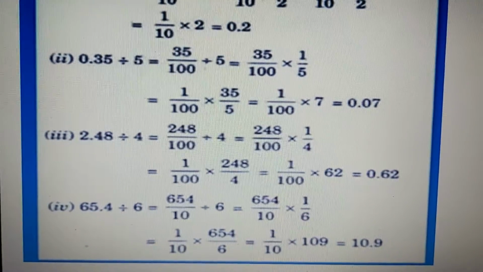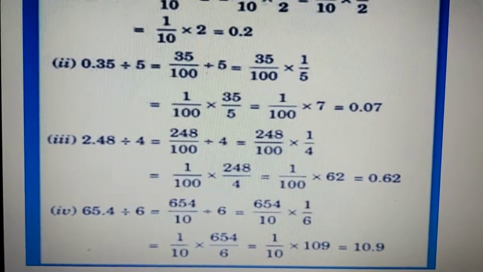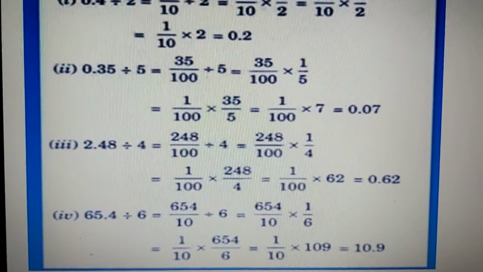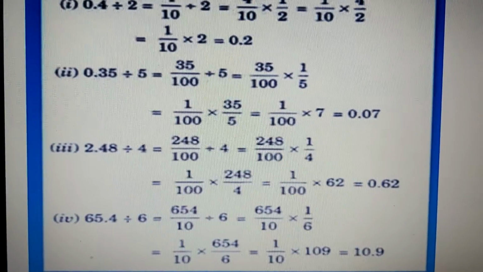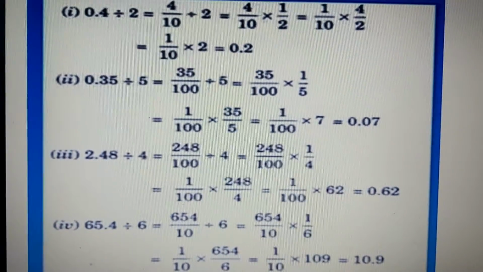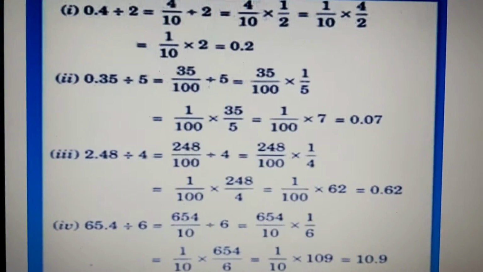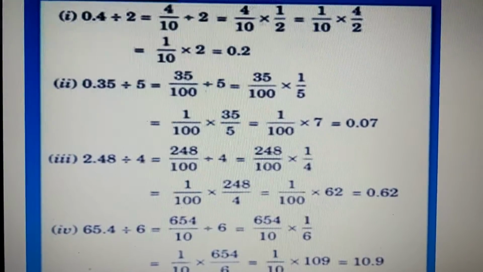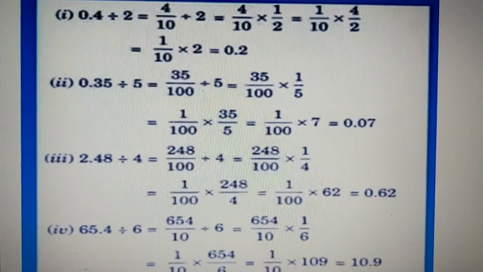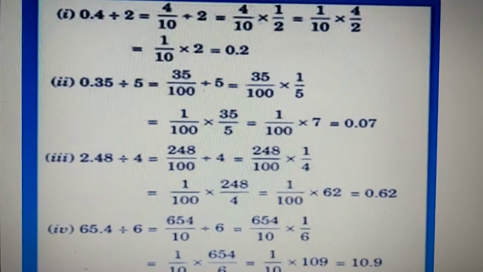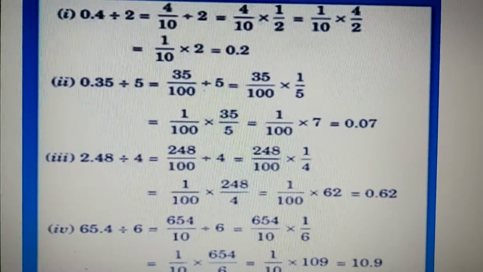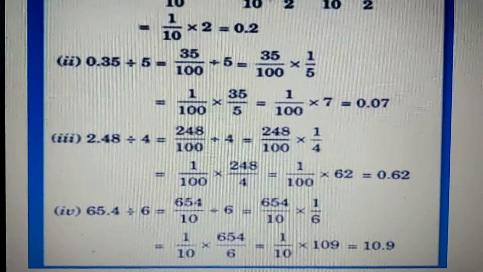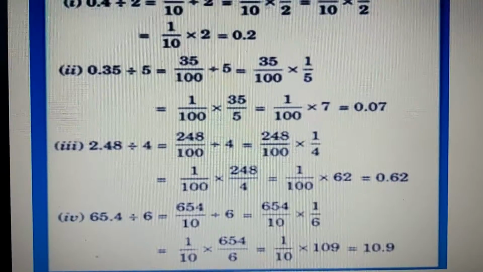Now next one is 2.48 divided by 4. So 2.48 we can write as 248 divided by 100, divided by 4. When we change the divide sign into multiplication, 4 we can write as the reciprocal, which will be 1 by 4. So we can cancel 248 by the 4. So we will have the answer 62. So 62 divided by 100, in decimal we can write 0.62.